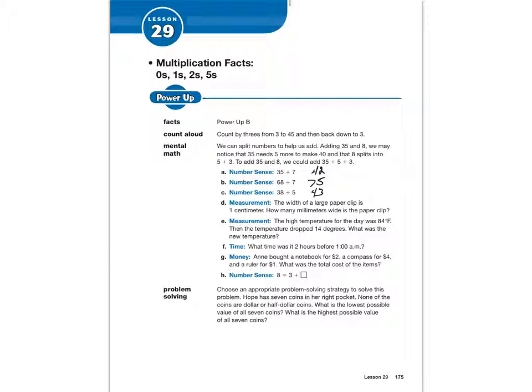Okay, measurement. The width of a large paperclip is 1 centimeter. How many millimeters wide is the paperclip? It should be 10. So 10 millimeters.